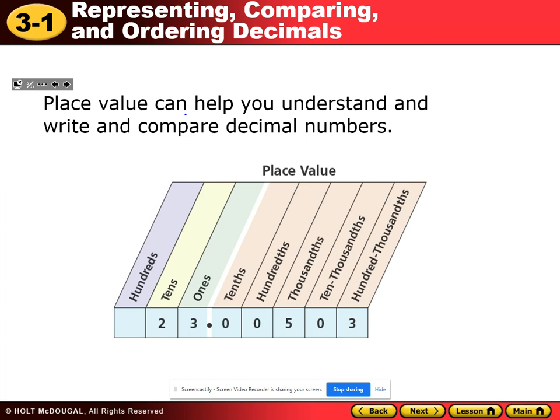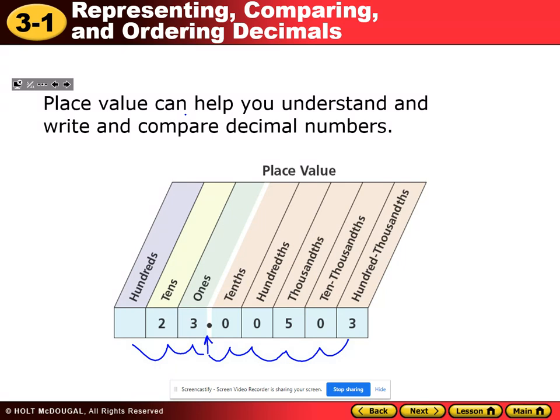We always start at the decimal. Then we can go ones, tens, hundreds. Going the other way, tenths, hundredths, thousandths, ten-thousandths, hundred-thousandths. Notice the THs on the end of all of those. All right. These are things that we need to know and we need to do.